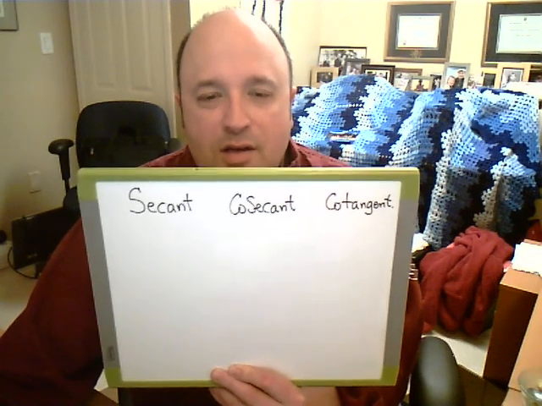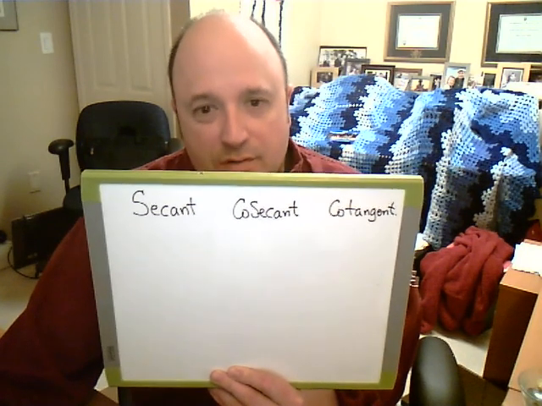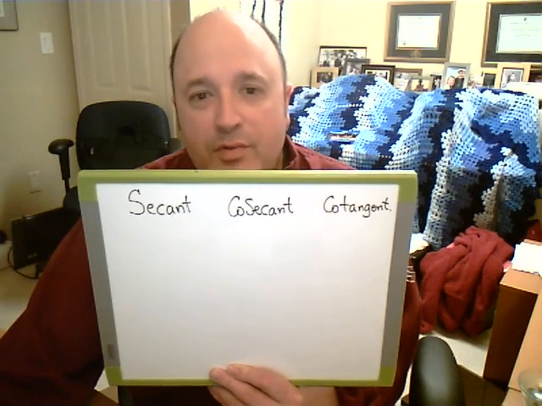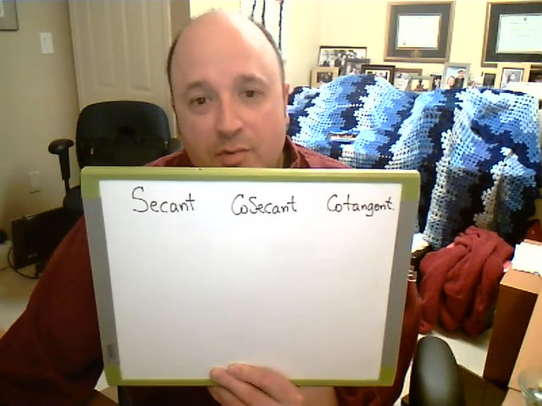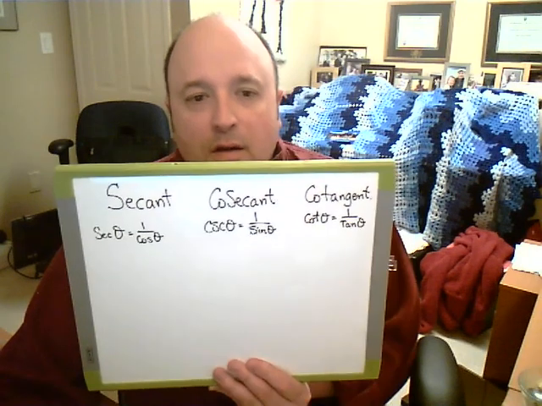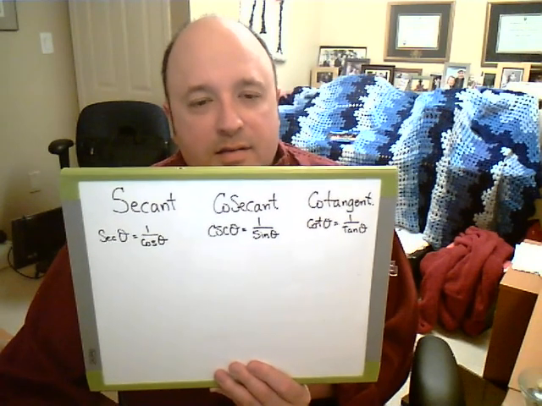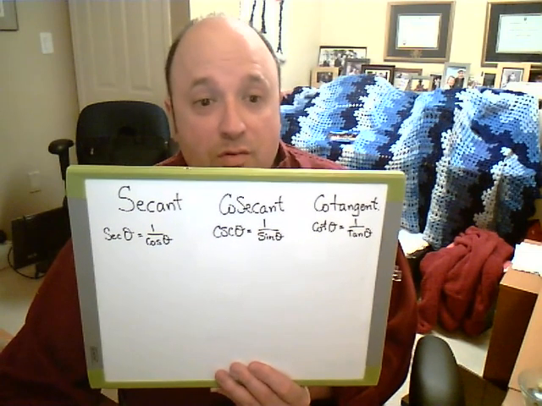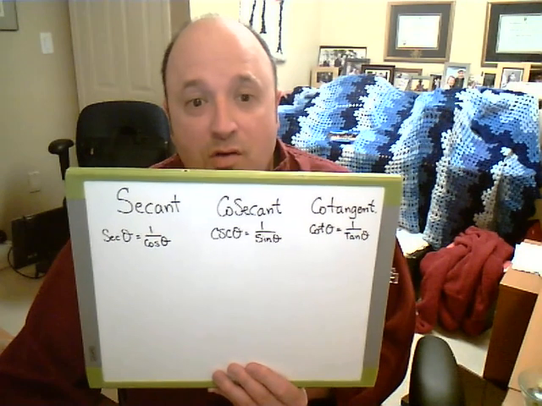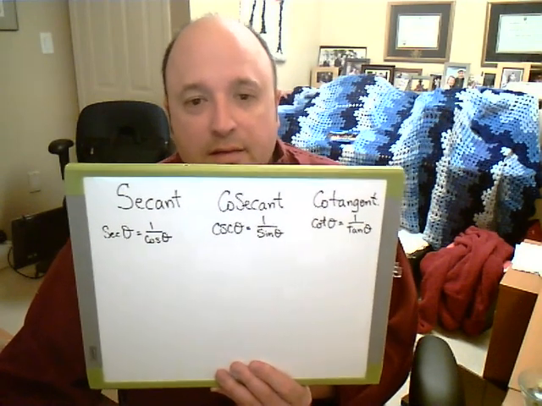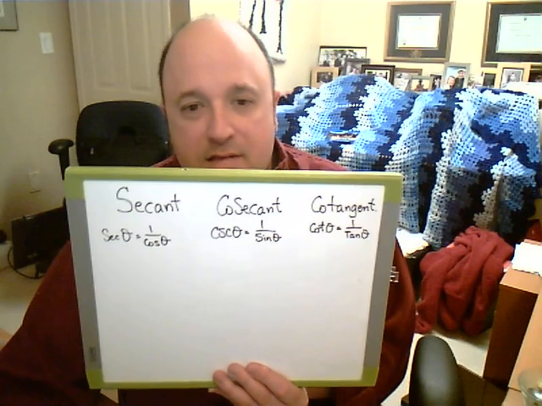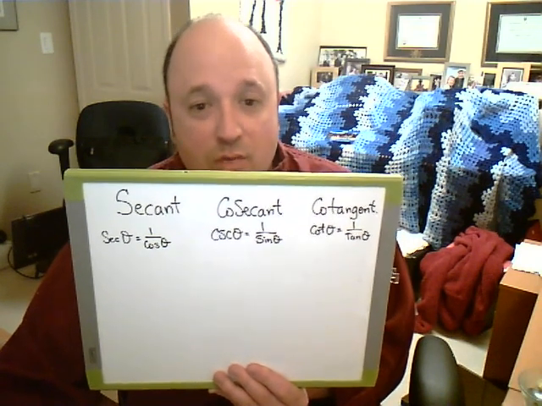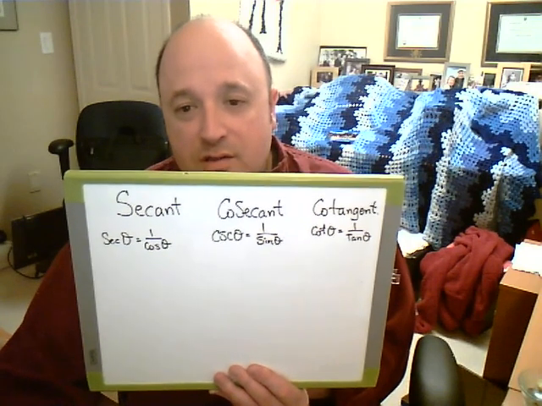So secant, cosecant, and cotangent are the reciprocals of cosine, sine, and tangent. They're defined in a particular way to help you remember them, and then we'll look at some questions where you have to do the algebra. Secant is the relative of cosine. Secant is the reciprocal, so secant is 1 over cosine, and cosine is 1 over secant. Cosecant, CSC, is 1 over sine, so sine is also 1 over cosecant. And cotangent is 1 over tangent.